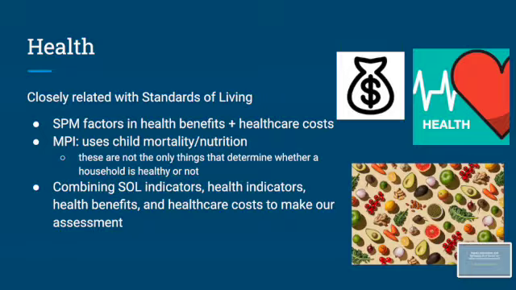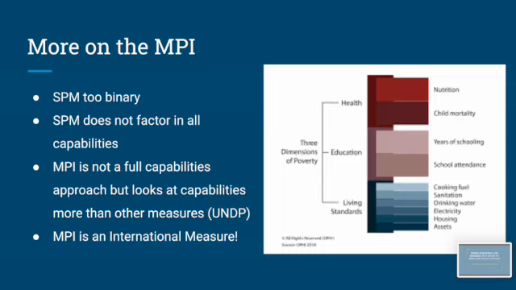To start, there are a couple issues with the SPM, where there are areas of our measurement of poverty which it does not cover. It is too binary and does not factor in any capabilities. You often hear that the SPM is not as useful because it focuses solely on income in terms of poverty, and money is not everything when measuring poverty.